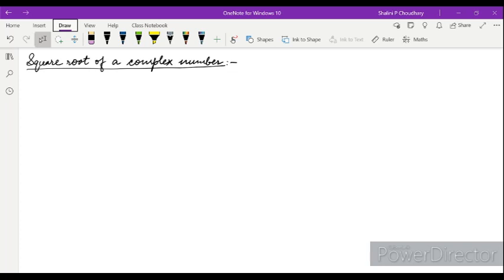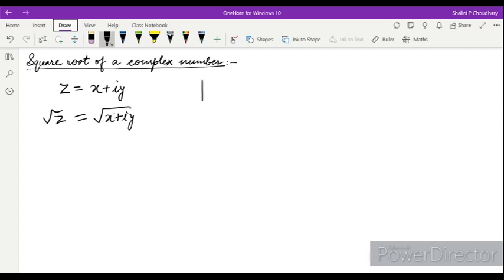Today we'll start the next topic, that is square root of a complex number. If we have a complex number z equal to x plus iy, we have to find the square root of z, that will be equal to square root of x plus iy. Now let us suppose square root of x plus iy, or square root of z, is equal to a plus ib. Now we have to convert this x and y in terms of a and b.